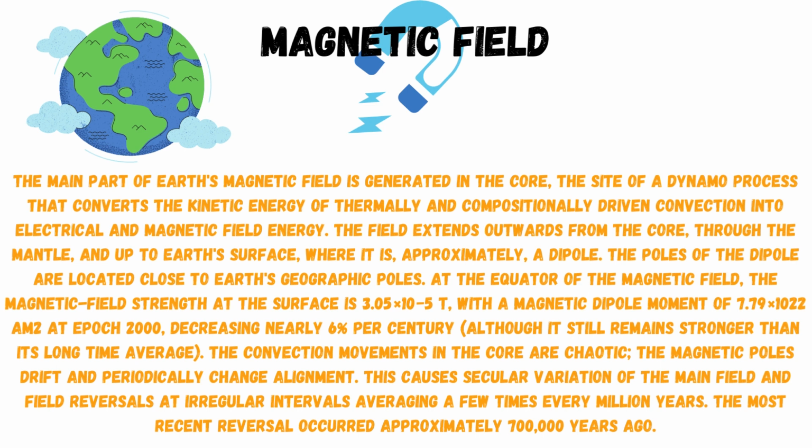At the equator of the magnetic field, the magnetic field strength at the surface is 3.05 × 10^-5 T, with a magnetic dipole moment of 7.79 × 10^22 Am² at epoch 2000, decreasing nearly 6% per century, although it still remains stronger than its long-time average. The convection movements in the core are chaotic, so the magnetic poles drift and periodically change alignment. This causes secular variation of the main field and field reversals at irregular intervals averaging a few times every million years. The most recent reversal occurred approximately 700,000 years ago.